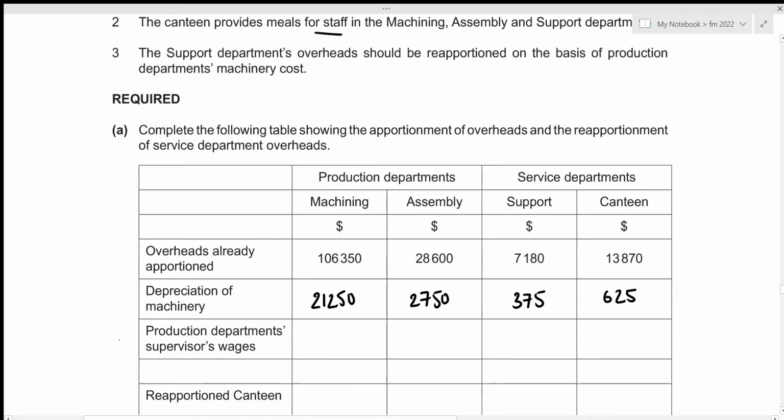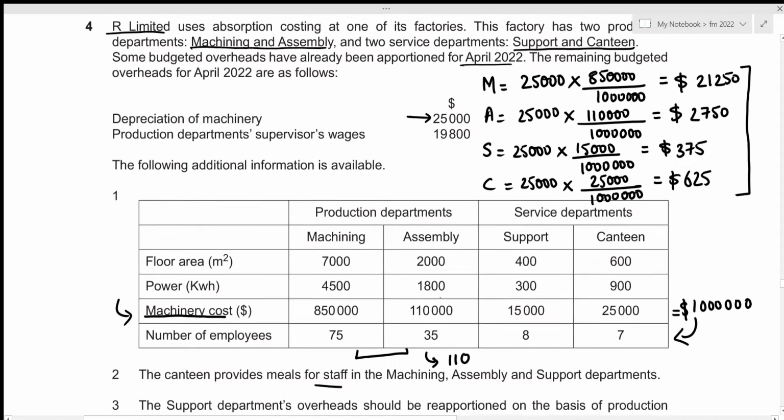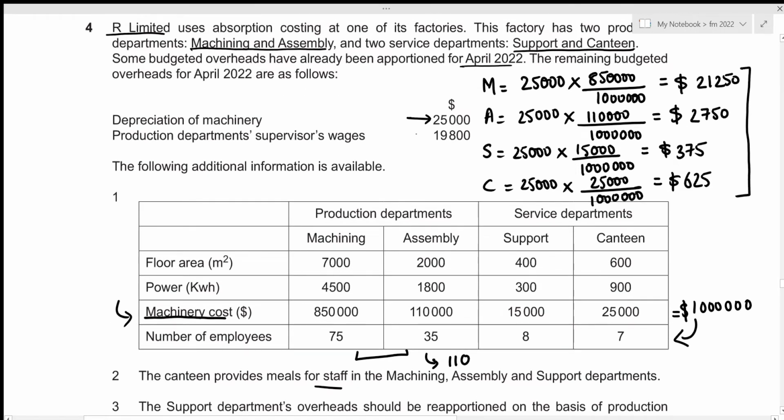Now we need to apportion the production department supervisor's wages. So the thing to remember here is that we only divide these supervisors' wages to the production departments. Okay, so that means only machining and assembly. And since we're talking about supervisors' wages, that should be apportioned on the basis of the number of employees they've been handling. So for these 2 departments, the total is 75 plus 35, which gives the total of 110 employees, right? Now on this basis, we need to divide the production department supervisor's wages of 19,800 towards machining as well as assembly department.